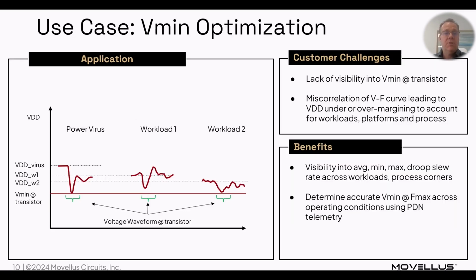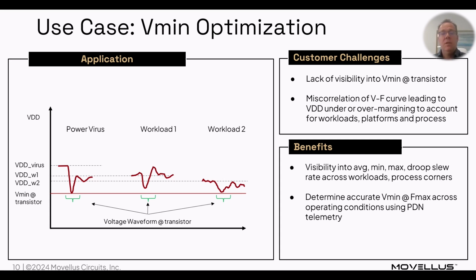So here's an example of various droop or voltage excursion responses based on workload. Here we have the virus workload, which will have, by definition, the largest excursion on the supply. And then you have two other example workloads, which have their own characteristic pattern of current consumption and therefore voltage bounce. And in all of these cases, drawn here in red, is the Vmin at the transistor, which is the voltage at which your worst case timing paths will fail. So it's necessary in this type of a scenario, if you expect your virus workload to be feasible, you would need to set your VDD at the virus level, so that if that workload ever occurred, you would not violate setup.